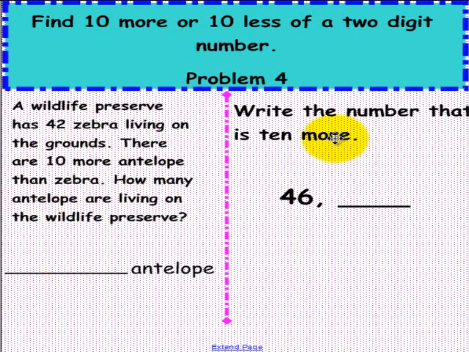Let's look at the second part. Write the number that is 10 more than 46 and write that number here. If you would please, pick up a pen to solve these two problems.